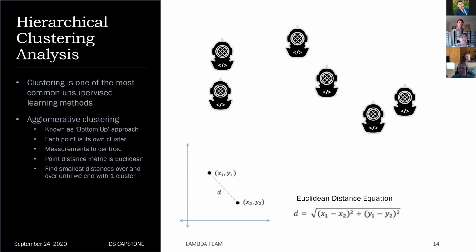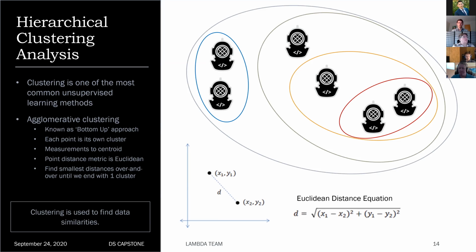Here we'll visualize the cluster cycles. First it found the red one, and then it would find the blue, then the gold, and then the green. And to get the final cluster, the grayish outline would then be the end. Clustering is used to find data similarities. Next, we will see how the questions are grouped by student responses.